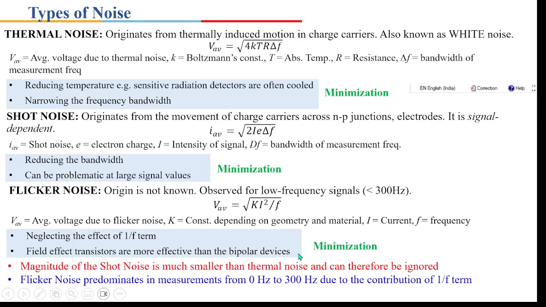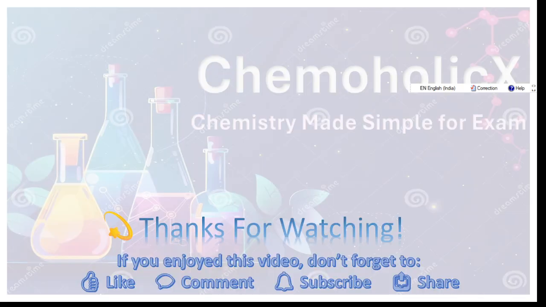The magnitude of shot noise is much smaller than the thermal noise and can therefore be ignored. So thermal noise cannot be ignored, but shot noise can be ignored because the value is low. Flicker noise predominates in measurements between 0 hertz and 300 hertz, due to the contribution of the 1 by f term, where f is the frequency. So this is the main problem. These are the types of noises.